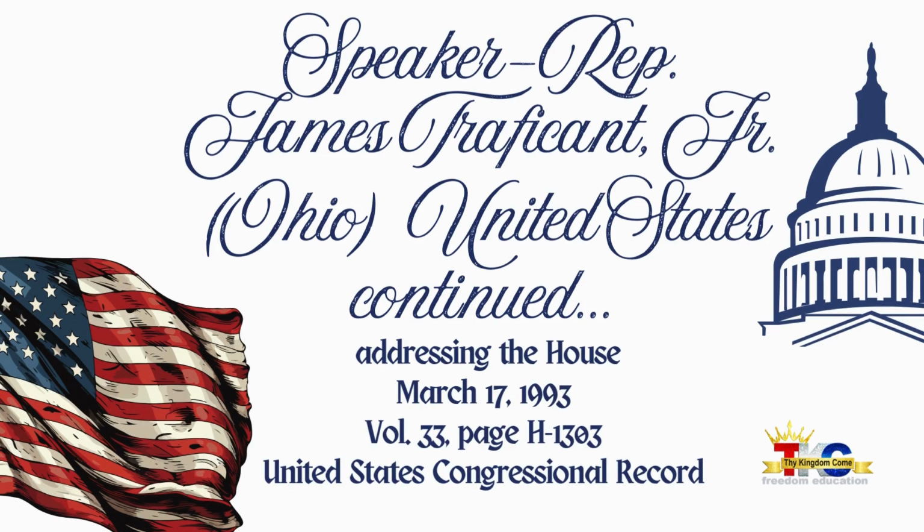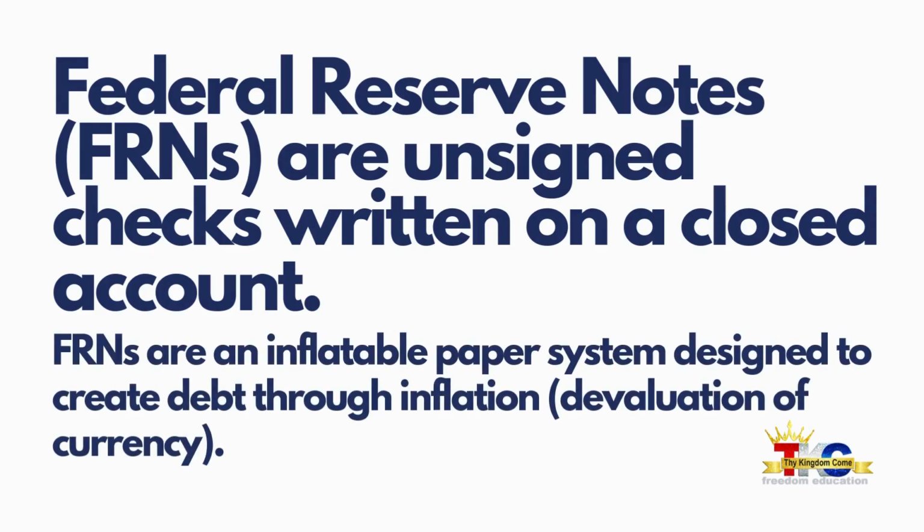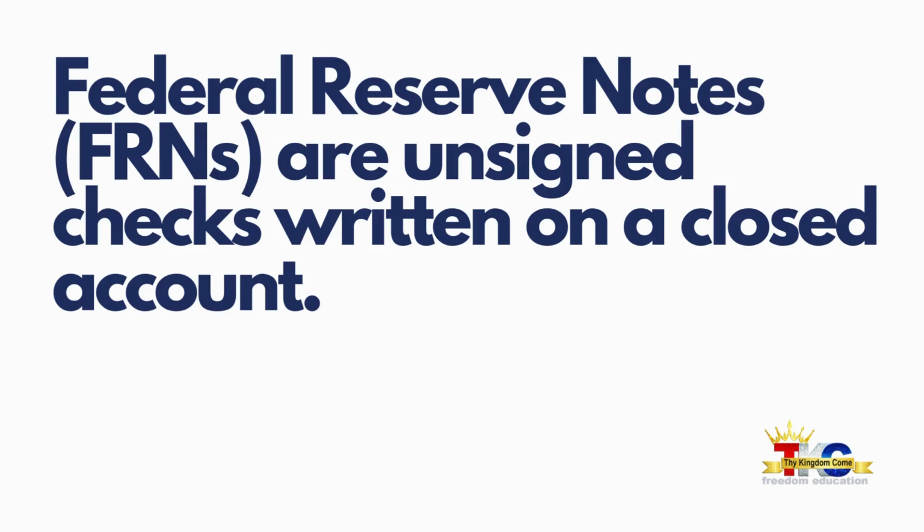Speaker James Traficant Jr. of Ohio, United States, continued, addressing the House March 17, 1993. Federal Reserve notes are unsigned checks written on a closed account. FRNs are an inflatable paper system designed to create debt through inflation, devaluation of currency.